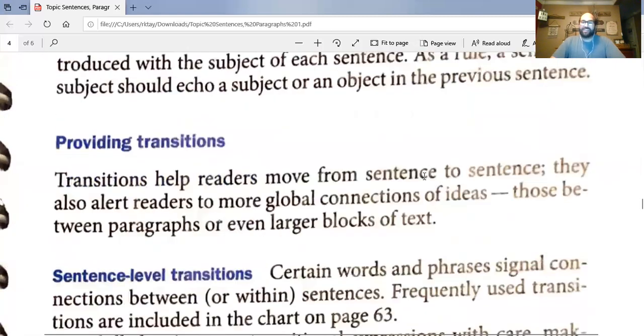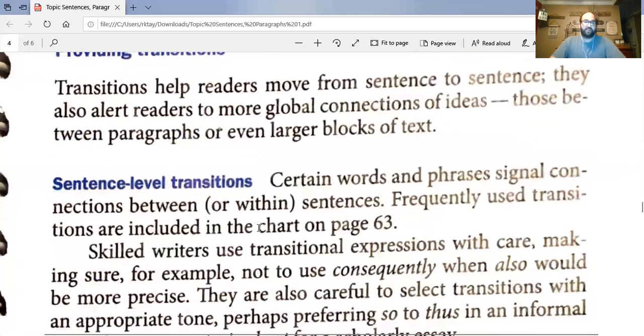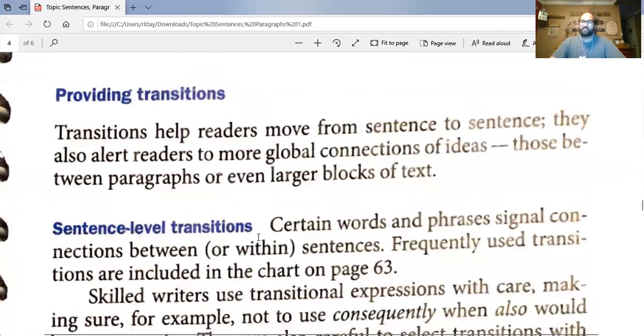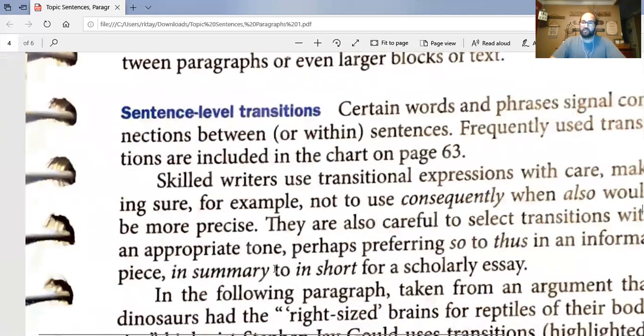The other thing that I saw was a problem in some of your writing, but I complimented it if you did a good job, was providing transitions. So we look here at just the basic summary. It says that transitions help readers move from sentence to sentence. They also alert readers to more global connections of ideas, those between paragraphs or even larger blocks of text. So here is the nitty-gritty of it.